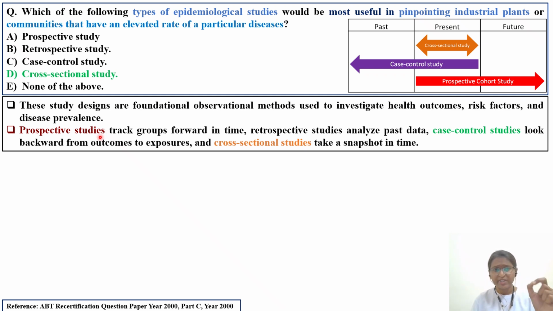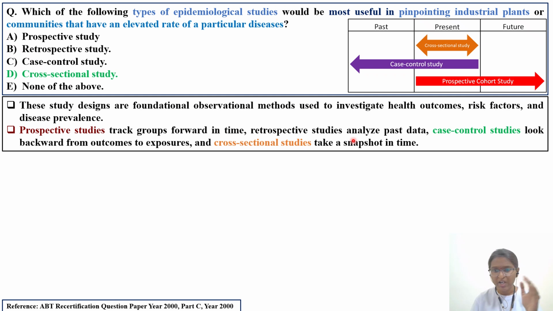Prospective studies track groups forward in time. That's why prospective studies are always towards the future. Exposure has happened. What is happening? You have to follow, either in the form of a questionnaire or a survey, to find out what is happening to that exposed population over a period of time, like 3 months, 6 months, 1 year, 2 years. Okay, so groups forward in time.